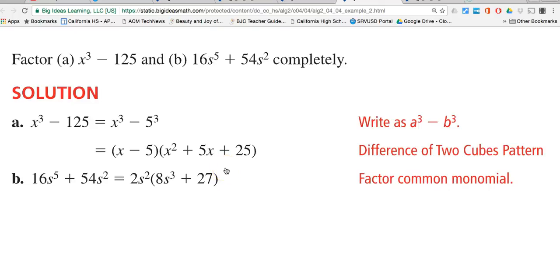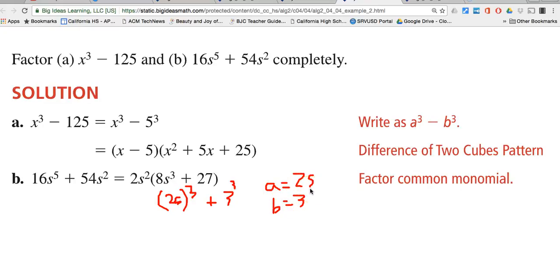So when we rewrite this, we're actually going to get 2s to the 3rd power plus 27, which is just 3 to the third power. What we get here when we look at our patterns is that our A value is just 2s and our B value is just 3. So when we go to look at our pattern here, we're going to see that A is 2s and B is 3.